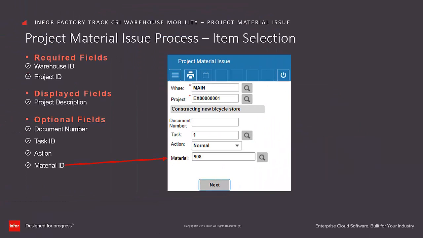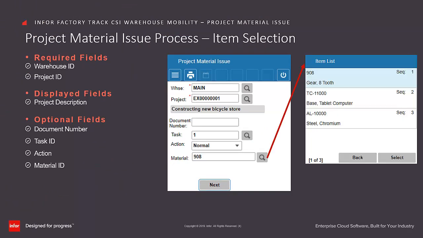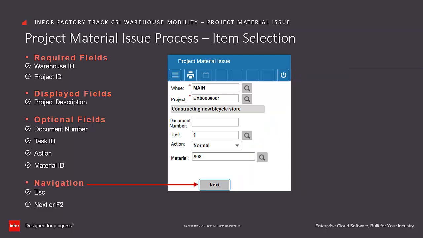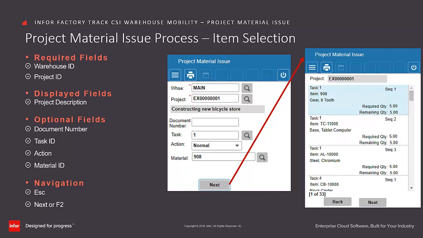We then enter, scan or search and select the material ID which is being issued to the project. Then we click on Next to continue. If the optional fields have not been completed to drill down to a specific material, Factory Track displays a listing of all the items associated with the project.